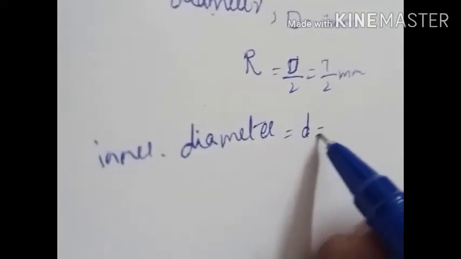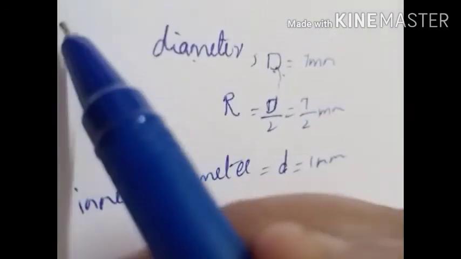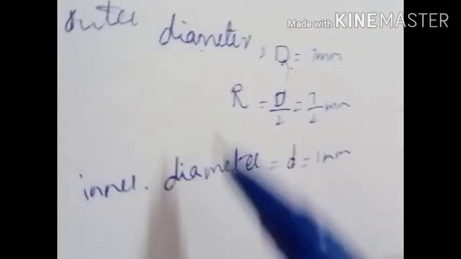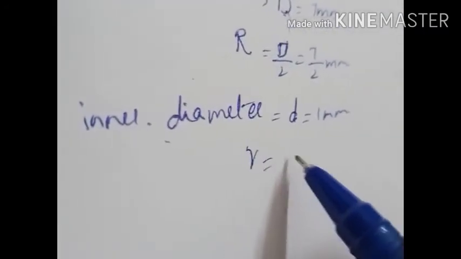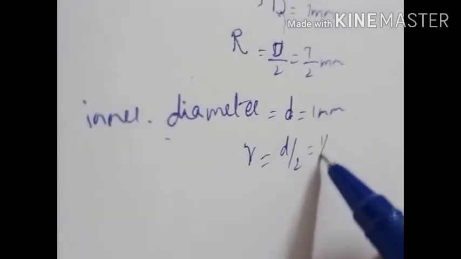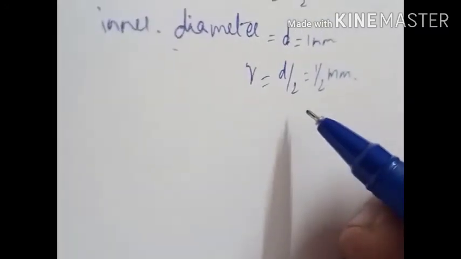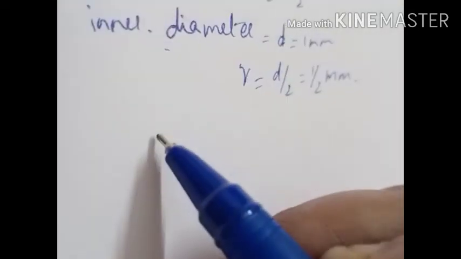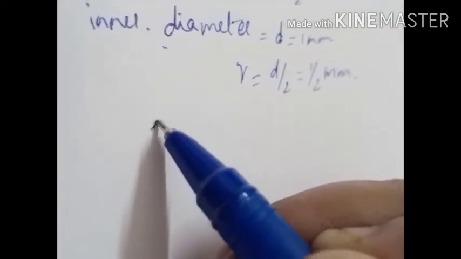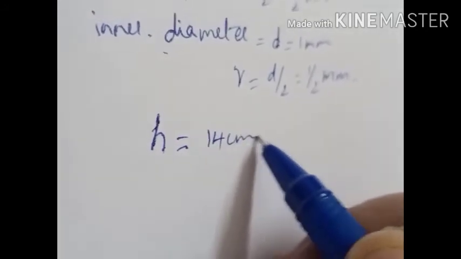D equal 1 millimeter. This is the outer diameter and this is the inner diameter. So inner radius small r equal d by 2, that is 1 by 2 millimeter. Then here we have to find volume of wood used. For that we have to get height. Height of the pencil is given as 14 centimeter.